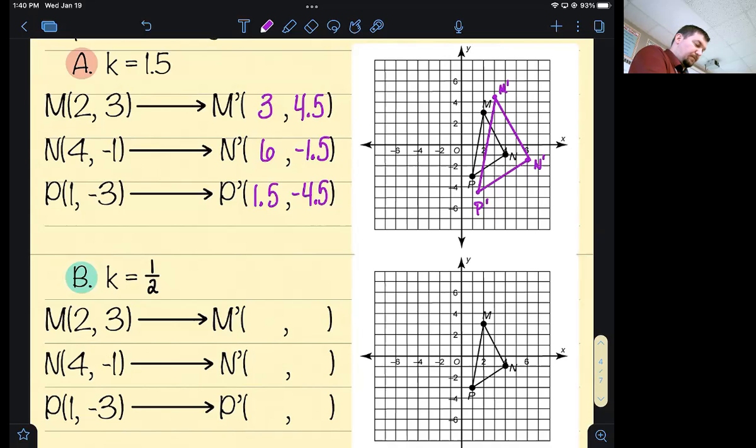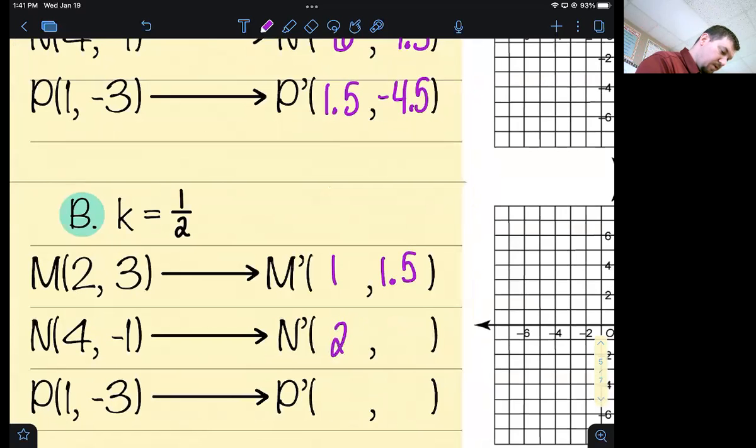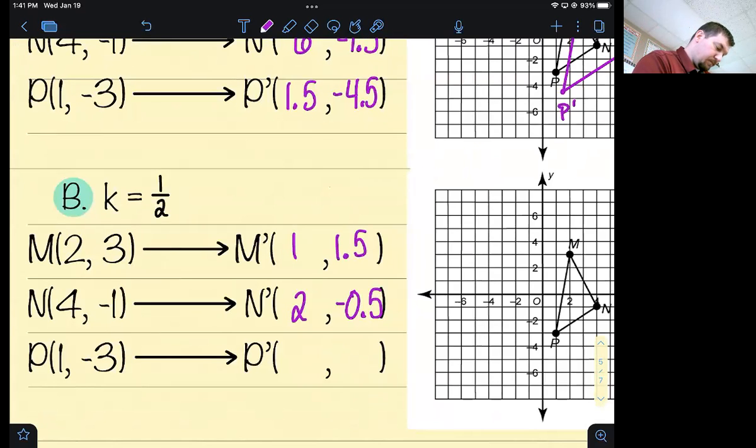Jacoby, I'm going to have you multiply by a half for M prime. Martin, I'm going to have you do N prime. And Carson, I'm going to have you do P prime. Whenever you're ready, Jacoby, I think I called on you first. 1 and 1.5, okay? Martin? 2 and -1/2, which I'll just write as a decimal since that's what I've been doing. You don't have to. And then Carson? That's right.